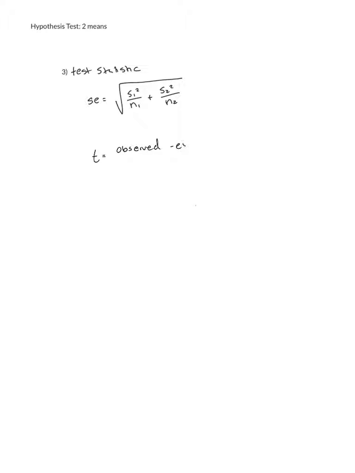minus our expected divided by our standard deviation. And specifically, remember, it's an estimate, it's not an actual standard deviation. In this case, our observed value is the actual difference that happened. So that'll be x1 bar minus x2 bar.